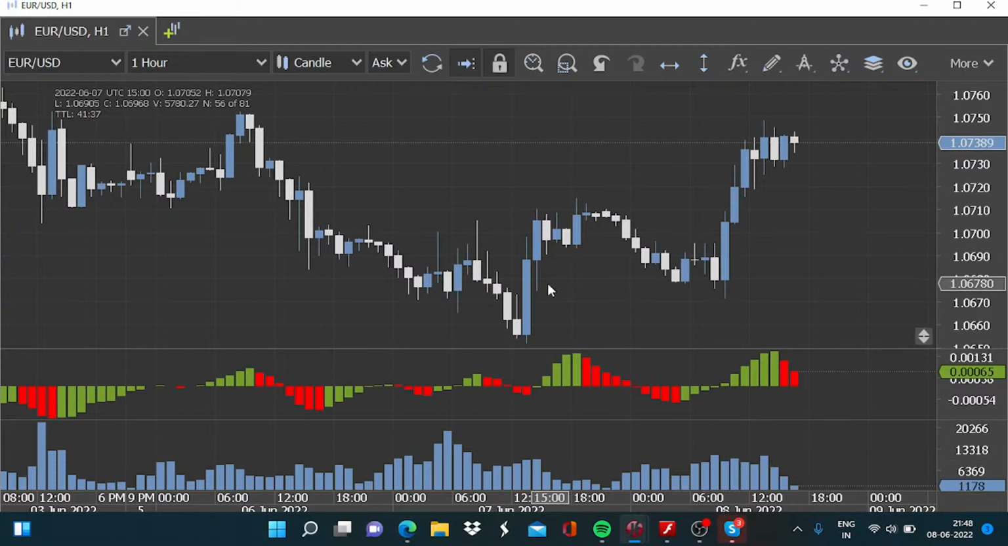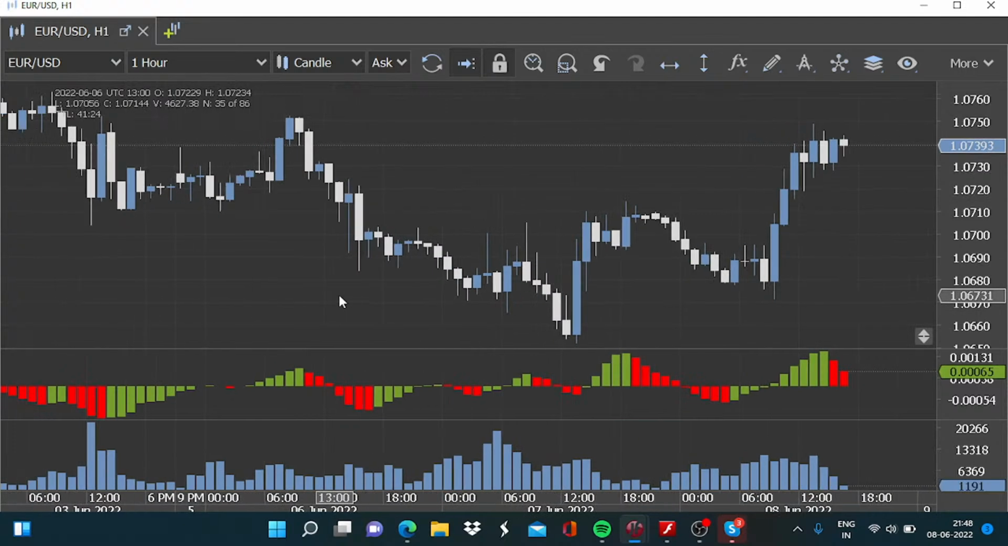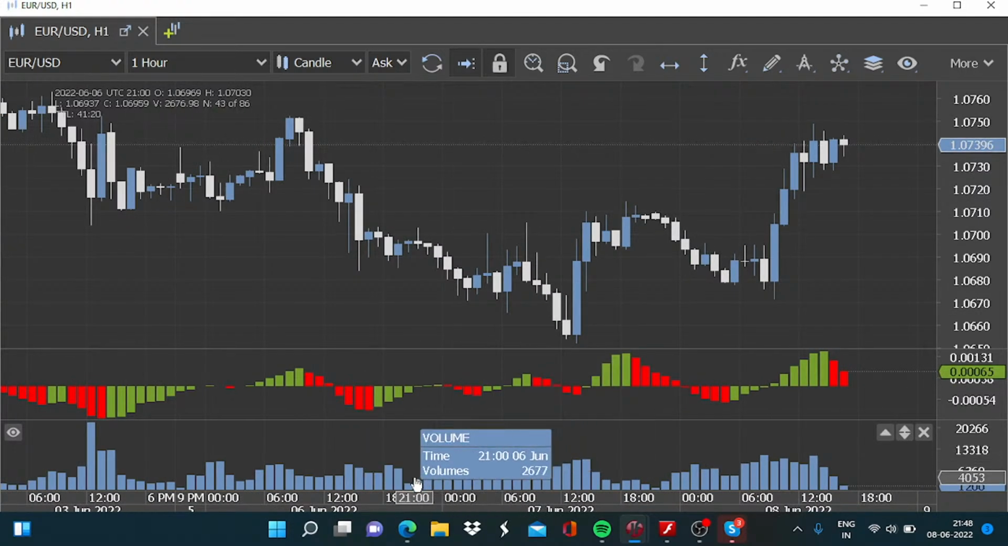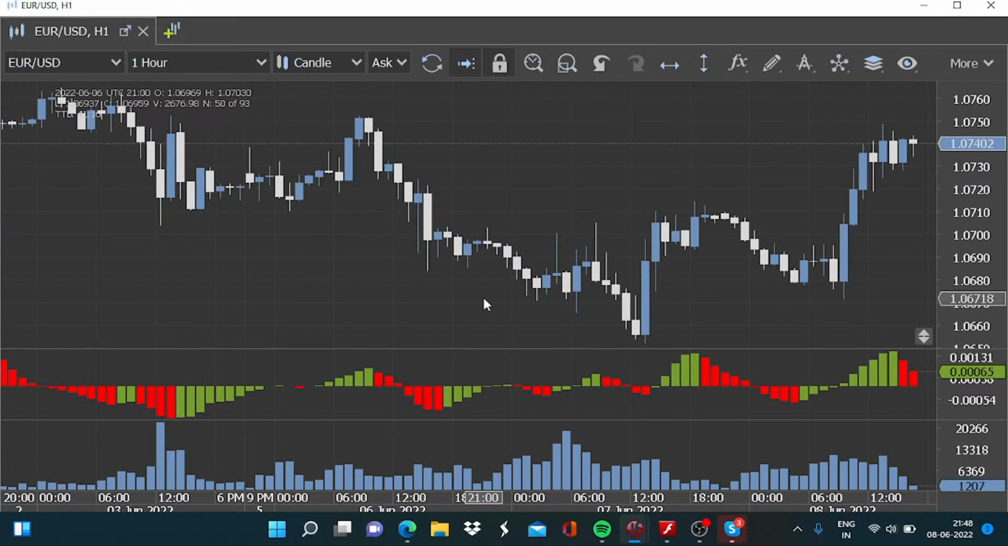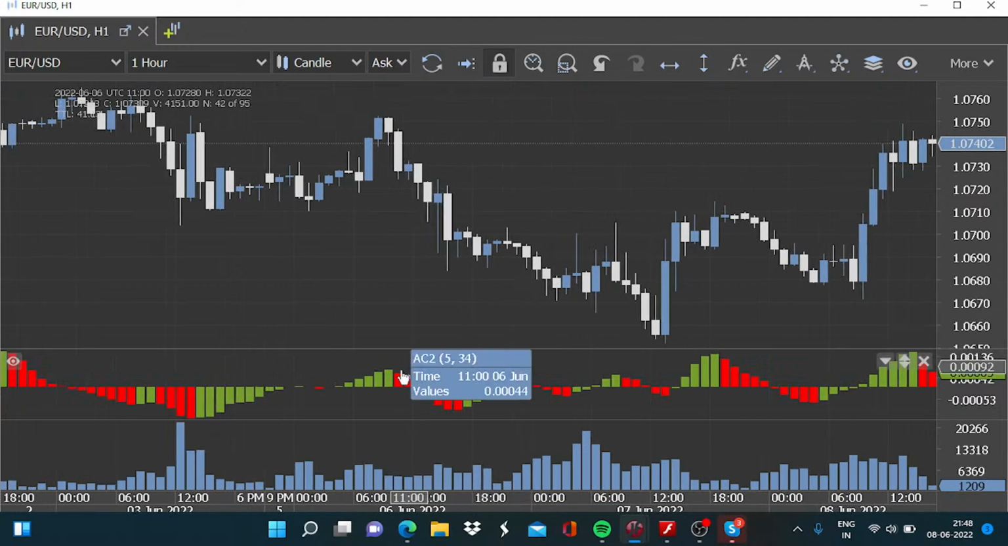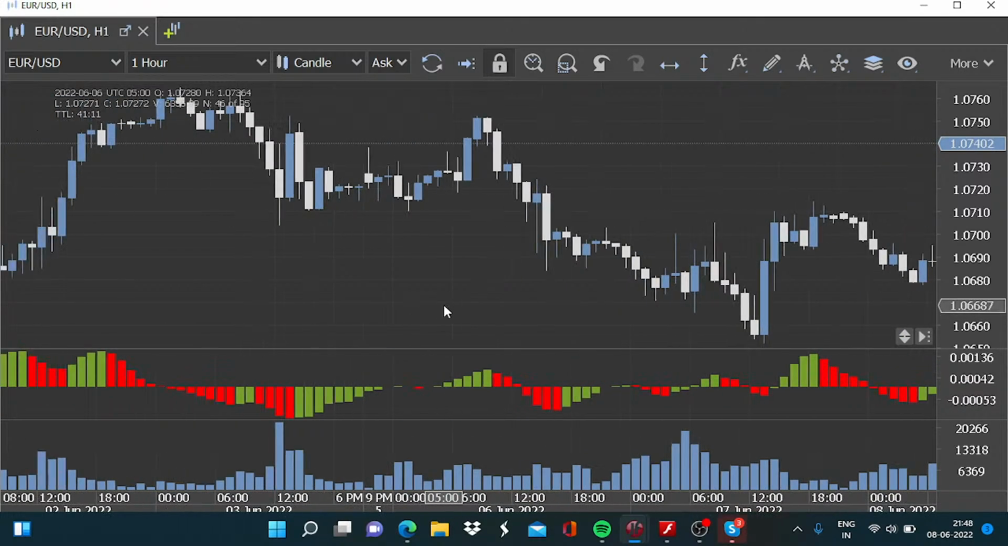So we have to look for another instance where the formation might have been good enough for the trade. And if we go back to 7th June 15 GMT, there also the formation is not happening simultaneously on both the indicators, so that will also be skipped. So we have to actually look for the instance where the volume is also doubling along with the AC2 output.